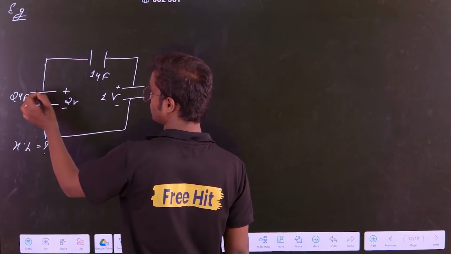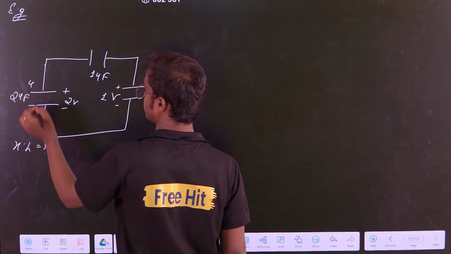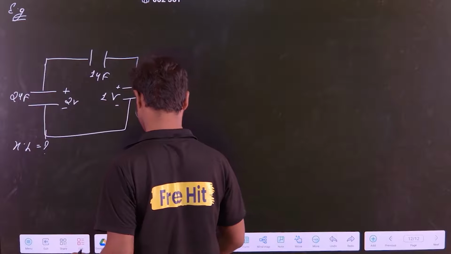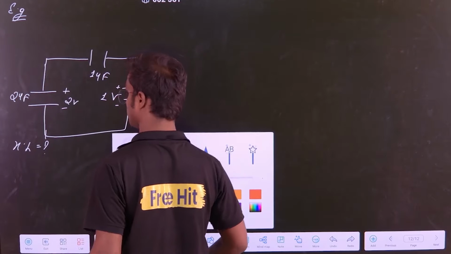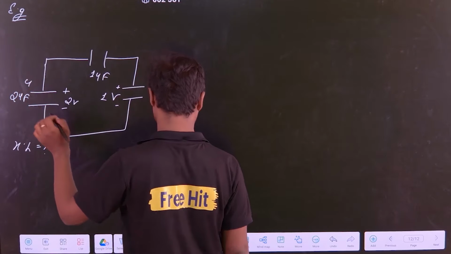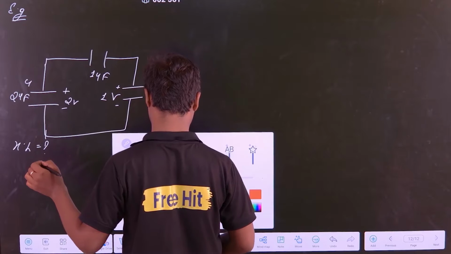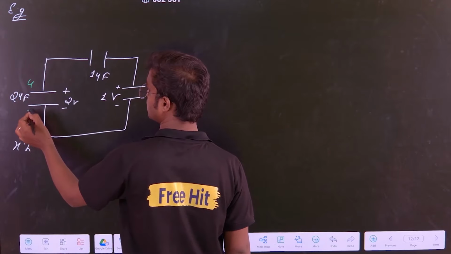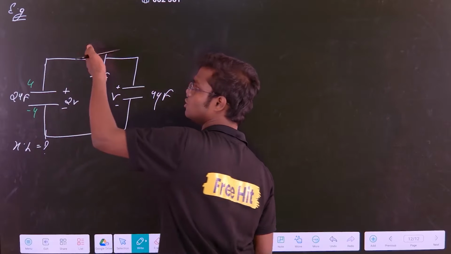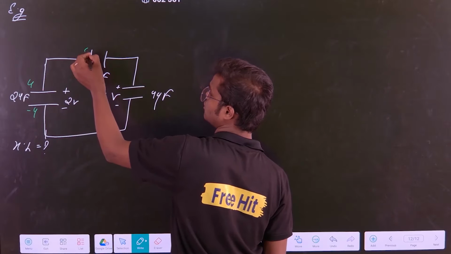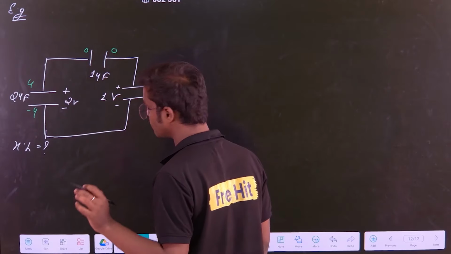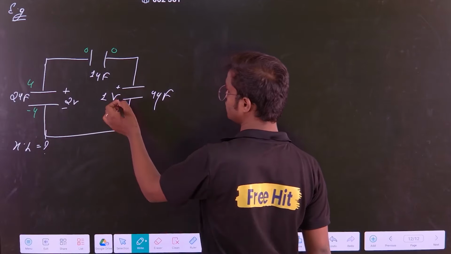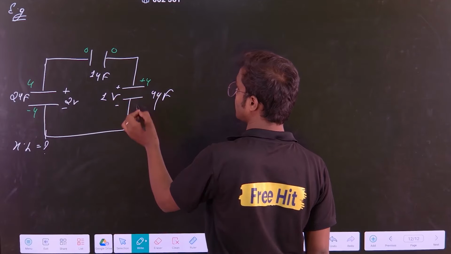Sir, how much charge will this plate have? That is 4. This plate has a charge of 4 microcoulomb. So let me write it as 4. This charge will be minus 4, correct. Initially no charge is there because it is uncharged, so this here will be 0. Here will also be 0. Now what is the charge on this? The charge on this will be plus 4 and this will be minus 4.